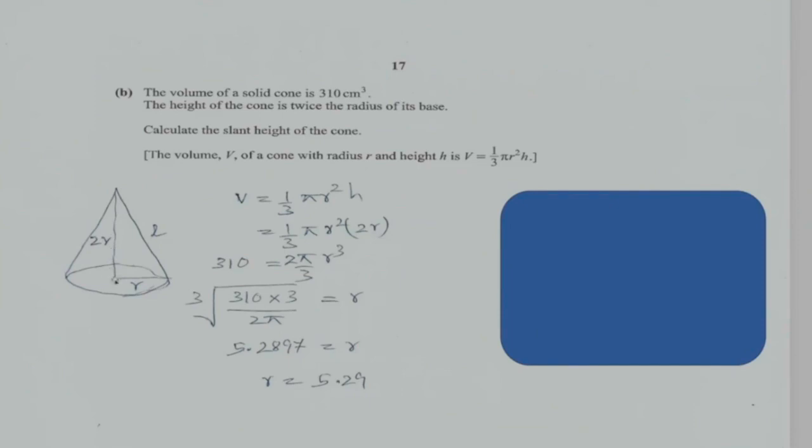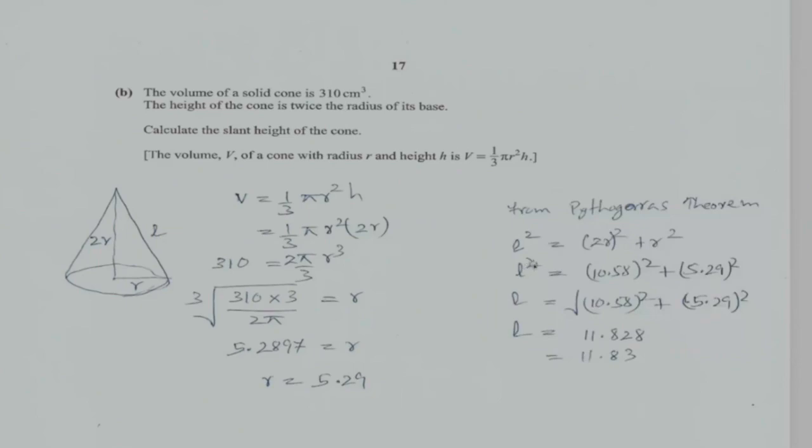So this is the triangle. We can use the Pythagoras theorem to find this L value. L squared equals 2r squared plus r squared. 2r means 10.58 squared plus 5.29 squared. Then the slant height is 11.83 centimeters.